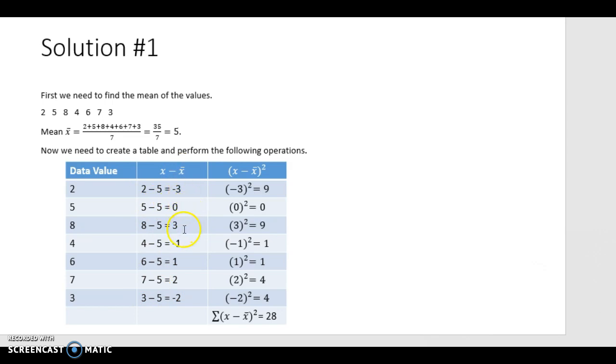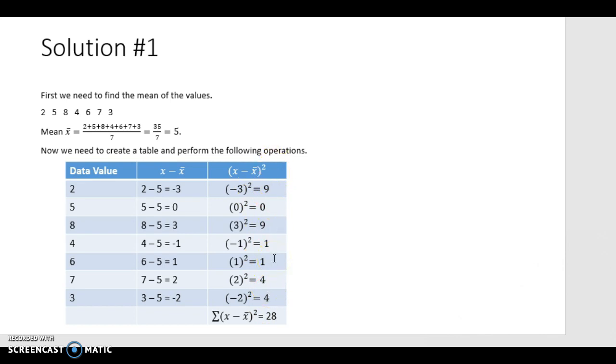I got a negative 3 all the way down to negative 2. And next, I'm going to square those results from the previous column. So I take this result here and I square it. And notice I get all either positives or zeros.